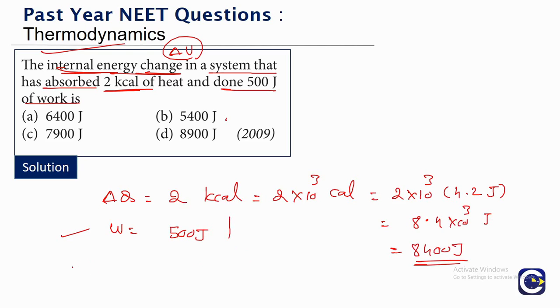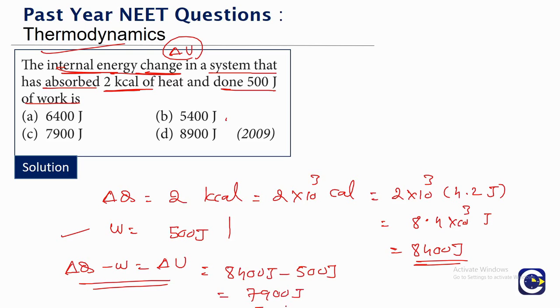W is here. What is the first law? Delta Q minus W is equal to delta U. So whatever the heat absorbed minus work done is equal to what? Change in the internal energy. Means what? 8400 minus 500. That is what? 7900 joules. It's a straight question. What is the answer for this? Option C is the answer.